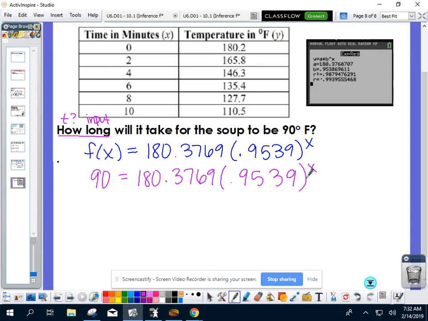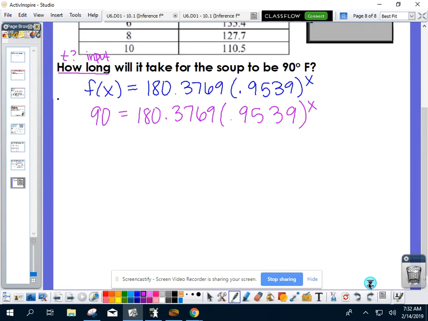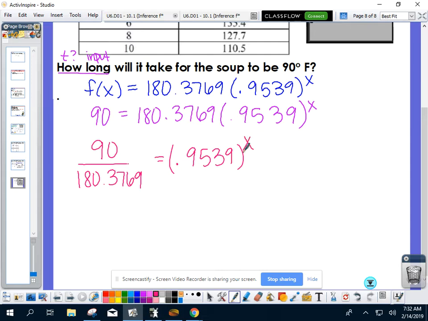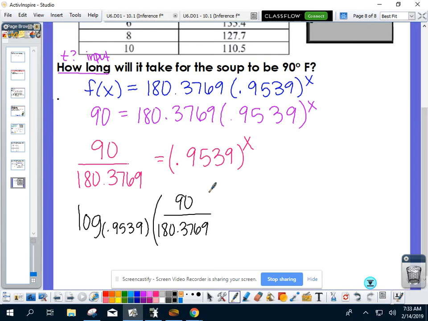And since that variable x is buried up in that exponent spot, we need to solve this using logarithms. So what I will do is divide over that constant, the a value out front, to isolate the base. And we'll need to convert, so this will be log base 0.9539 of 90 over 180.3769, and that will be what x is equivalent to.